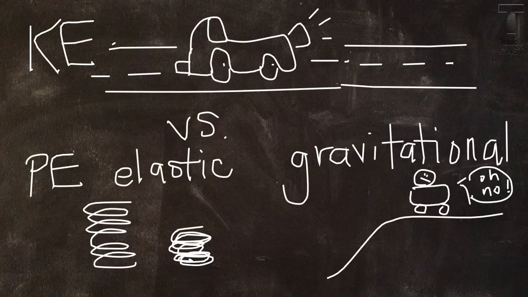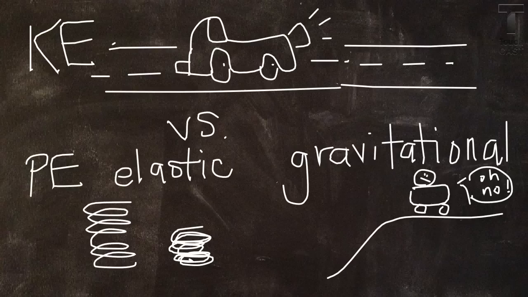Then I have potential energy, and potential energy is a little bit different. It's expressed in two different ways. Elastic potential energy, and you'll see that I've drawn two different springs. One spring is a little bit more spread apart, the other spring is a little bit more compressed. Elastic potential energy deals with things that are stretchy or that can be compressed, kind of like a rubber band.